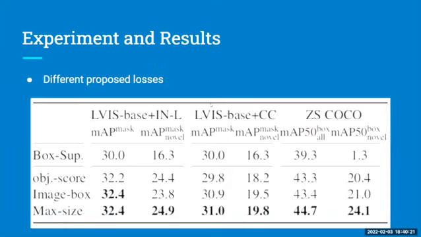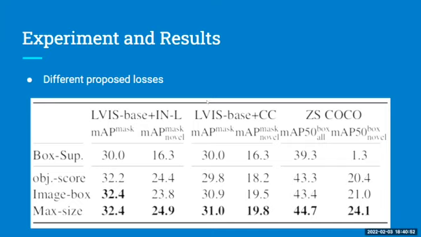All right, so now the second to last experiment that I'm going to show. If you remember, when I was talking about their contributions, I talked about different losses that the paper proposed. Some of these losses are object score. The second one is image box, where you take the entire image to be your proposal size. And the third one is max size, where you have a max size proposal by focusing only on the objects of interest in the image.